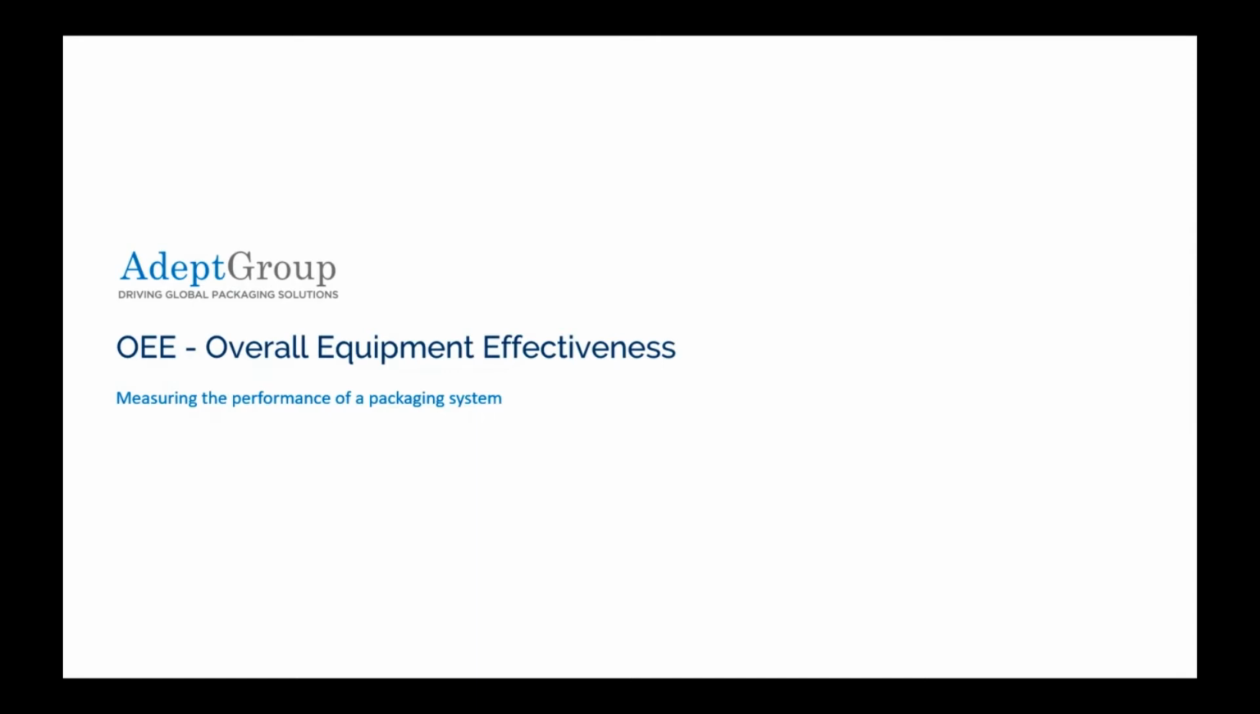So OE means overall equipment effectiveness. And it is a tool often used in lean manufacturing to assess the performance of a manufacturing unit.